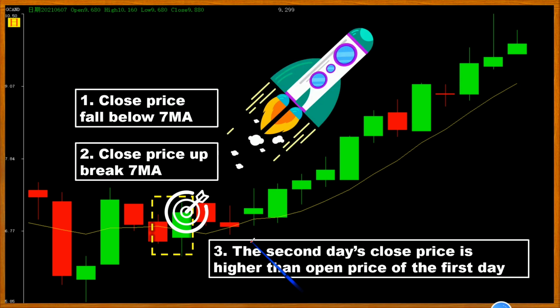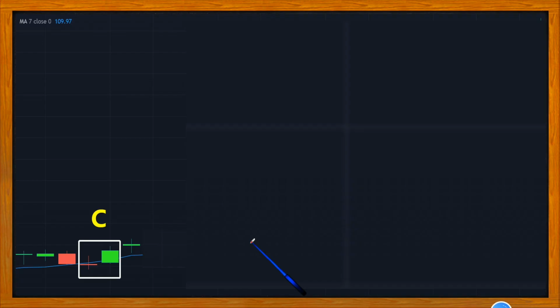Is this strategy a 100% success rate? Of course not. Look at this chart. This C point actually has met the 3 requirements of our MA strategy, right? However, if we buy here, then in the next few days, the price dropped below the 7 MA again.